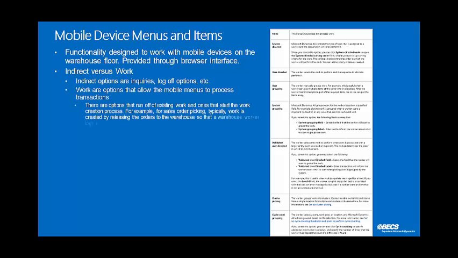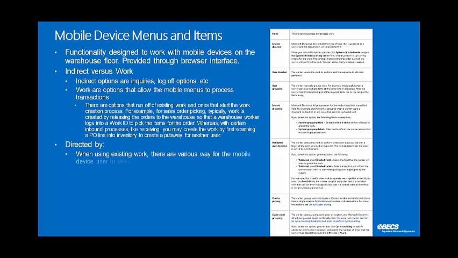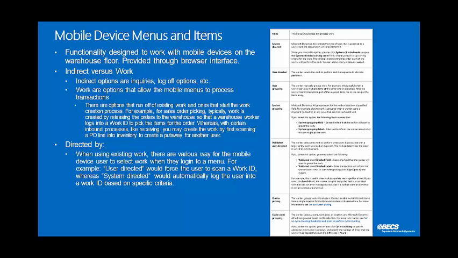And then lastly, we have our mobile device menus and items. So this is actually the setup of what the workers would see, what buttons they would see in the mobile device, and what options they have. It was functionality designed to work with virtually any mobile device that meets a minimum set of requirements, and that's basically a Windows interface, like a Windows browser, for example.